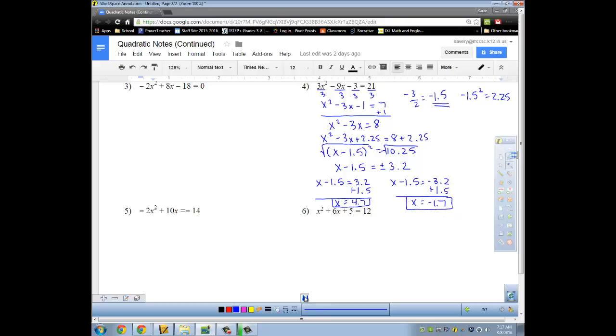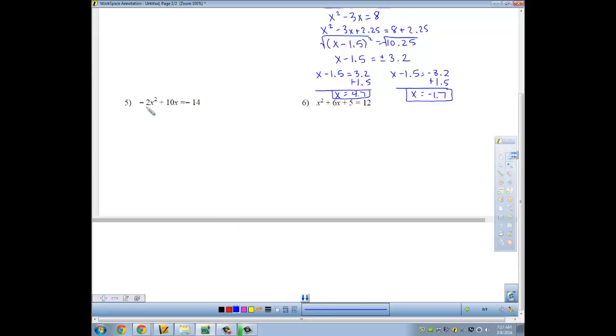Okay, two more. Number 5, again, notice that's not just a plain x squared, so divide all of your terms by negative 2 to get rid of that. So we're left with x squared minus 5x equals 7. It's already set up like I want.